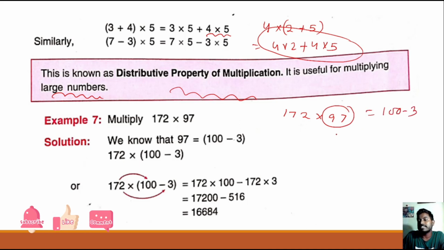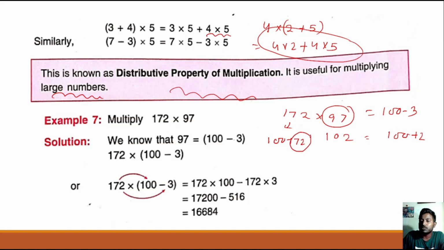Suppose here is 80, suppose here is 90, 102. Then we can write 100 plus 2. Why for 172 can we not write 100 plus 72? Because here is 72, and when we multiply it with 97, it becomes a large number. It takes time. That's why we simply convert 97 into 100 minus 3.